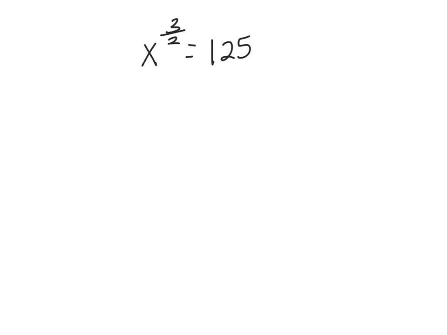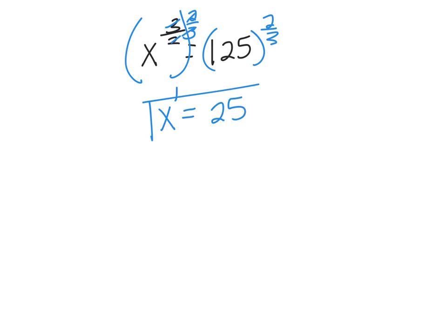x to the 3/2 power equals 25. I'm going to show you the easiest way to solve this. If you have x raised to an exponent, if you just multiply by the reciprocal on both sides, the 3's and the 2's will cancel, so I'm left with x to the first, or just x. And then in my calculator, 125 raised to 2 divided by 3 is 25.